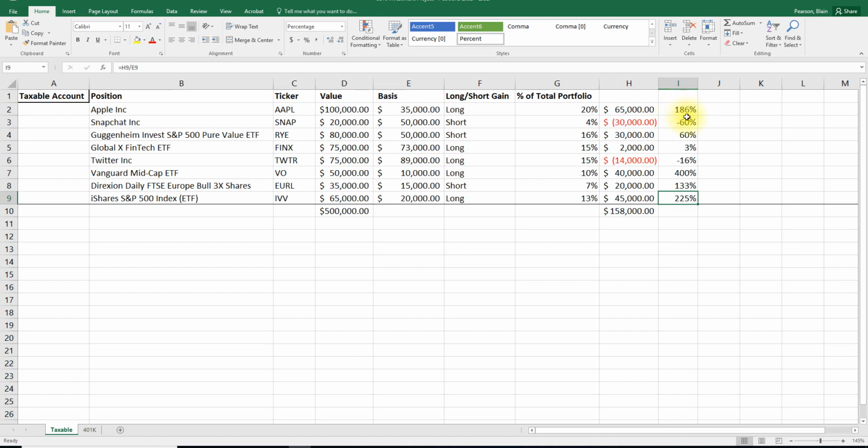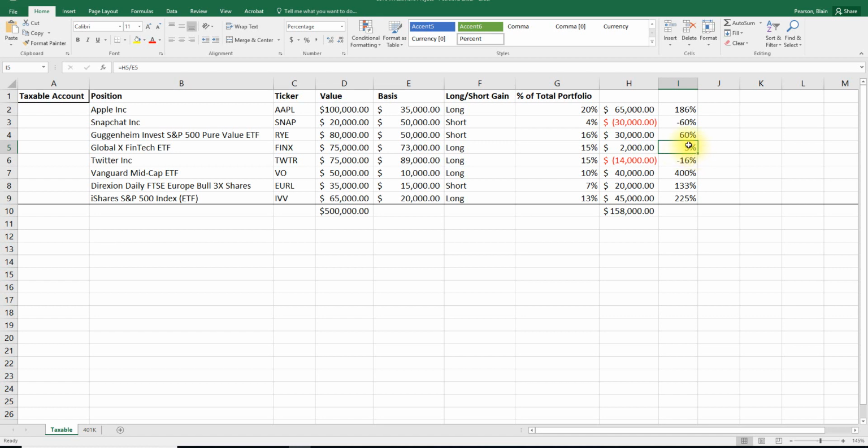So she has made 186% on Apple stock. She has lost roughly 60% of her Snapchat value from the original purchase. Doing this allows us to compare the amount of loss she has in terms of percentage and the amount of gain she has in terms of percentage, so that when we make portfolio decisions with respect to taxes, we know how much we can free up with the least amount of impact.